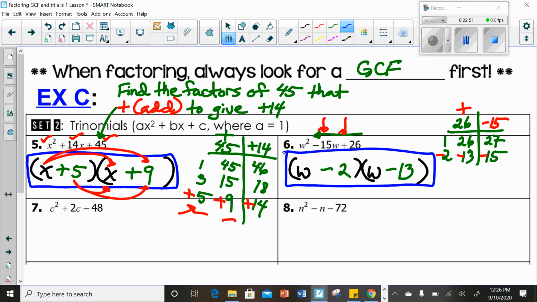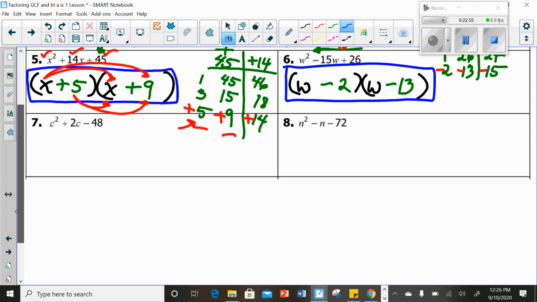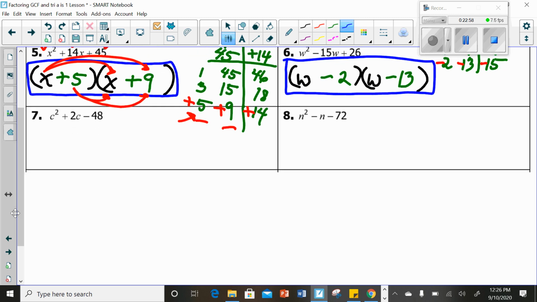All right, so let's look at what happens when our constant is negative. So again, we're still reading it backwards. We're going to take the factors of 48. And because there is a negative sign in front of the 48, we are going to subtract our factors of 48. And we are looking for this middle term right here of a positive 2.